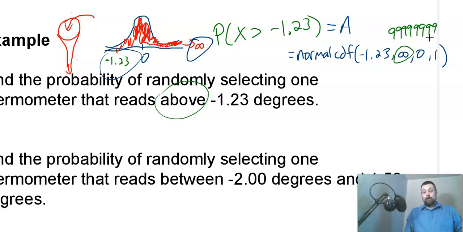This time positive 9999999, because it's positive infinity, so I just want a really big positive number as a stand-in for infinity. So I'm going to do normal CDF. The lower bound, remember, use the negative sign, not the minus sign, negative 1.23, comma, 9999999, just a bunch of 9s, 0, comma, 1. And we get a similar result, which makes sense, given 1.27 versus 1.23, those are pretty close together. So the area is pretty similar to the last problem that we just did. It's just going in the other direction, but the area is about the same. So it's 0.8907.